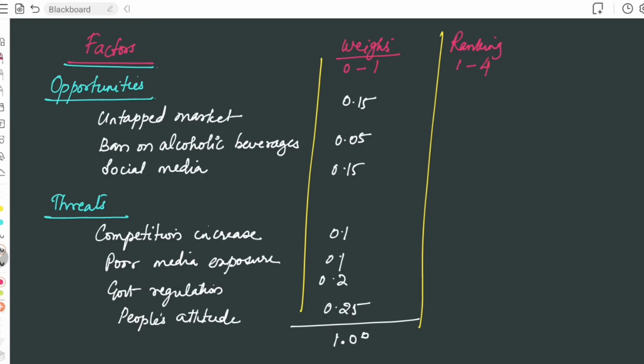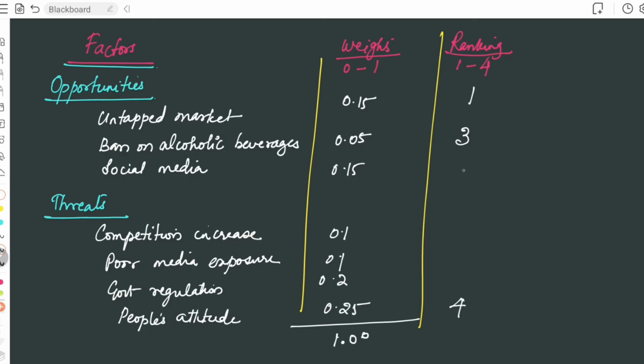Ranking is on a scale of 1 to 4, with 1 being we don't have to consider it at all, to 4 being we should be very prompt in responding to any change in these factors. So that is ranking. We might rank our untapped market as 1. Maybe the ban on alcoholic beverages: if there is any lifting or any more increase on the ban, then we have to give an above average response, we should consider it. If there is any change in people's attitude, then definitely we should respond the most.